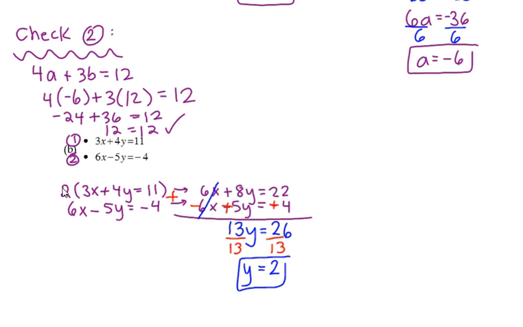All right, so now that you have y equals 2, which one did you guys sub it into? 1? Okay, sub y equals 2. And so if you sub it into 2, check with 1. Sub it into 1, check with 2. Either way, you're going to get the same answer as long as you did your work right. So 3x plus 4 times 2 has to equal 11.